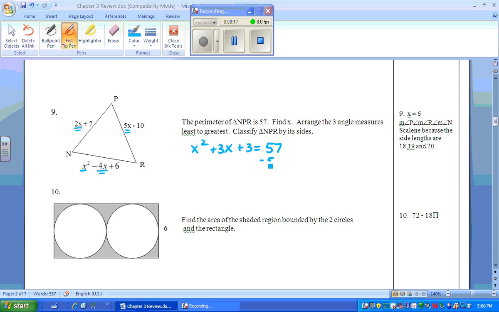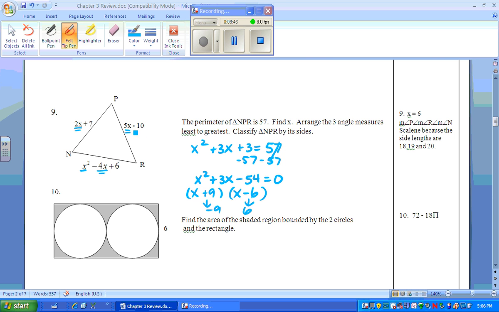Before you can factor, it has to equal 0, minus 57 over. So x squared plus 3x minus 54 equals 0. Leading coefficient of 1. Great. Jump right into the answers. What are two numbers that multiply to negative 54 but add to 3? Answers are positive 9 and negative 6. So this answer is negative 9, and this answer is positive 6.